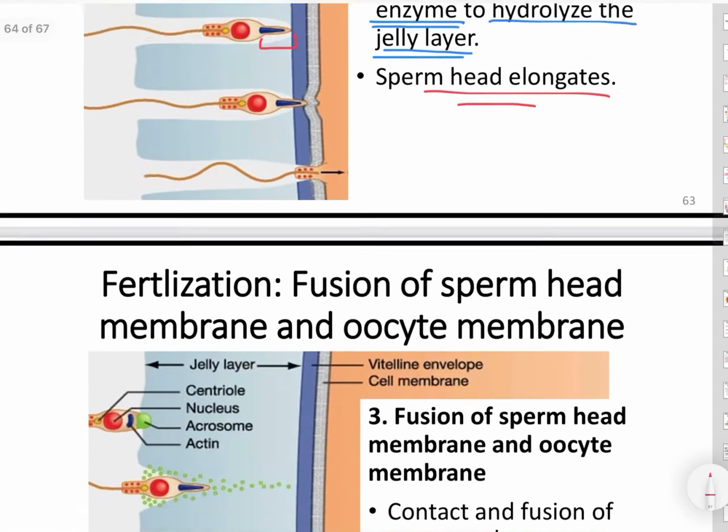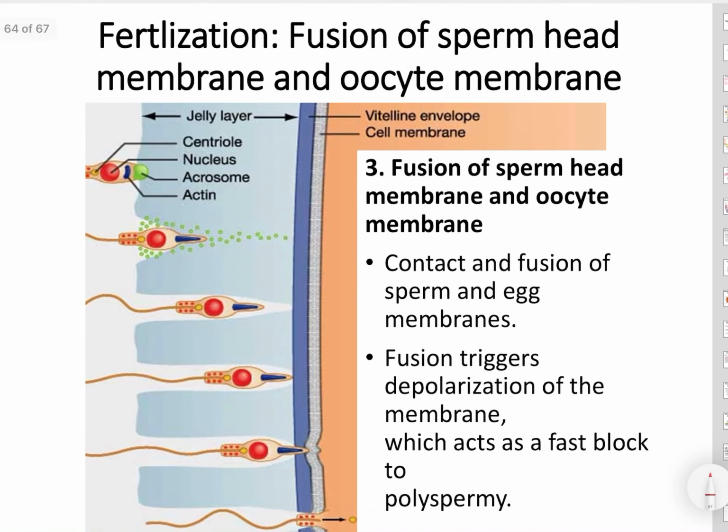Okay, next is the third stage that leads to the fertilization, where there is a fusion of the sperm head membrane and the oocyte membrane. Berlakunya pertembungan di antara plasma membrane of the sperm here and the plasma membrane of the secondary oocyte. So berlakunya contact of the sperm and egg membrane. Berlakunya pertembungan di antara plasma membrane of the sperm dengan plasma membrane of the egg.